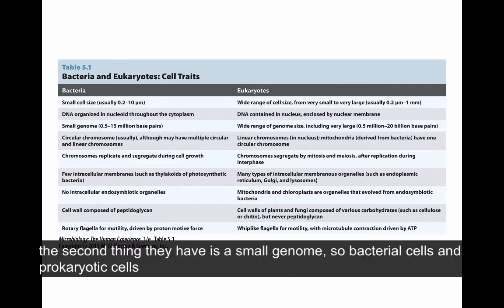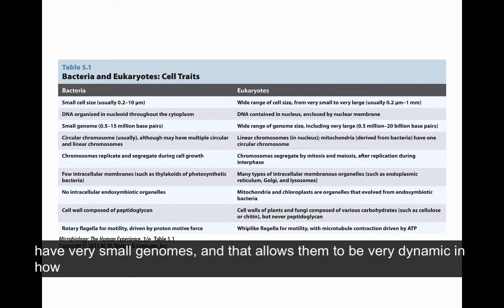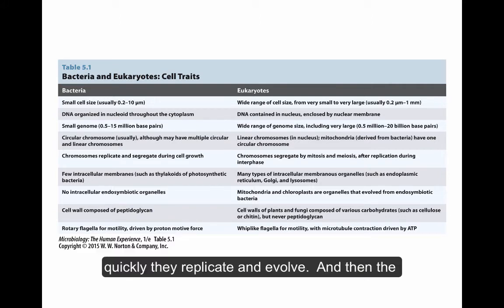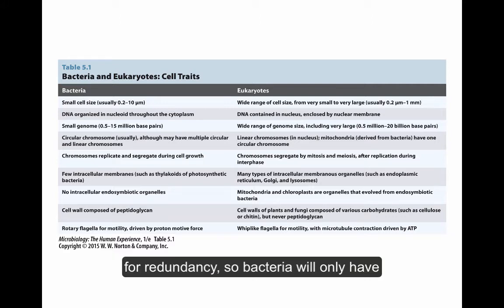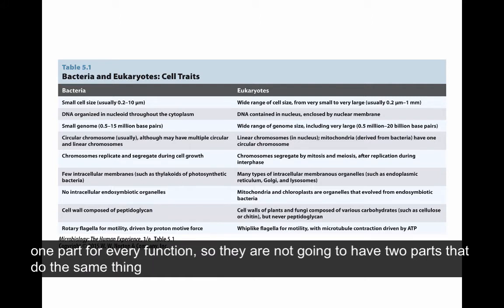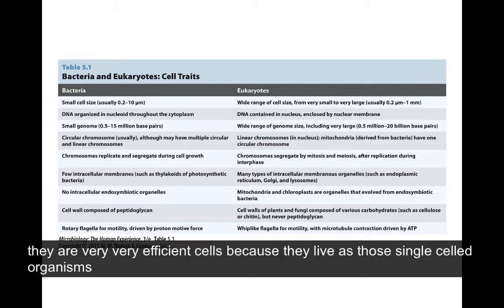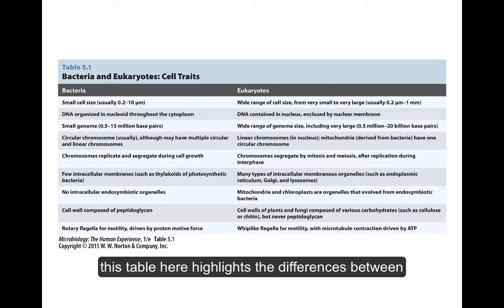The second thing they have is a small genome. So bacterial cells and prokaryotic cells have very small genomes, and that allows them to be very dynamic in how quickly they replicate and evolve. And then the third thing is they have those tightly coordinated cell parts. There's not a lot of room for redundancy, so bacteria will only have one part for every function. It's not going to have two different structures that do the same thing. So they're very, very efficient cells because they live as those single-celled organisms.